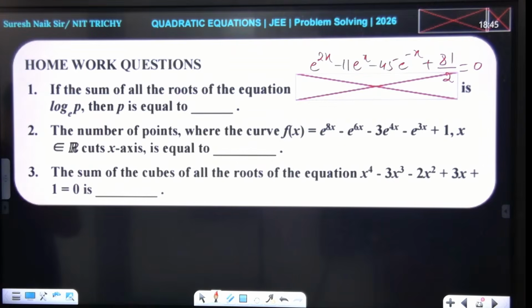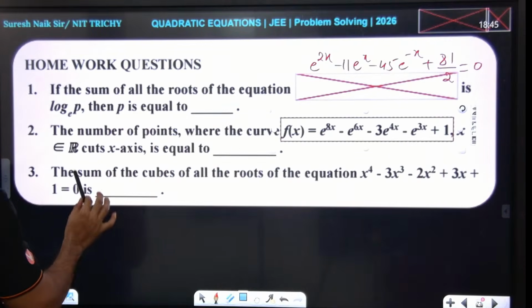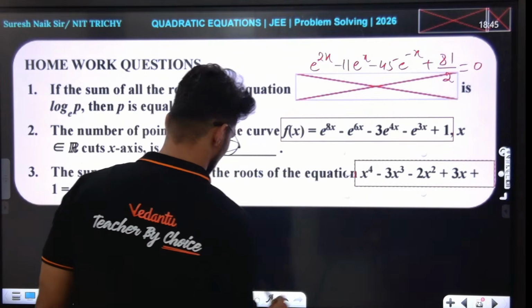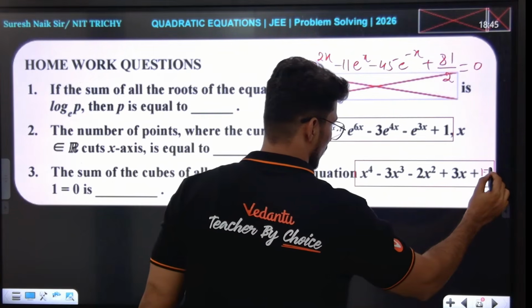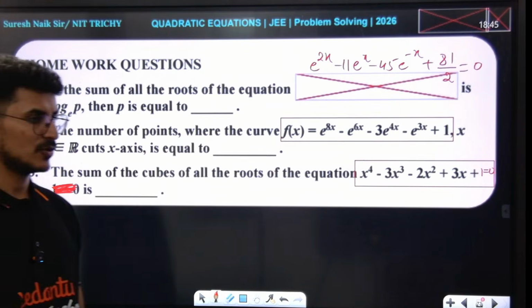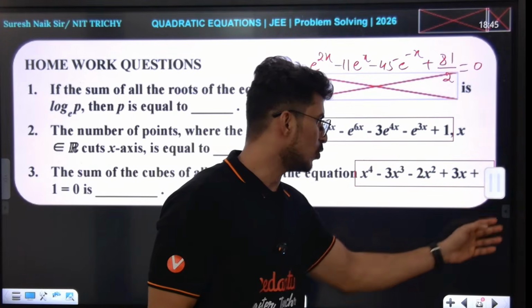Then the p value. So the second question also you need to check, where x belongs to R. This is the equation here. X belongs to real numbers. Sum of all the cubes of the roots of this equation. Plus 1 here. Plus 1 is equal to 0. So erase this. Plus 1 is equal to 0. Understood? Yes or no, guys? So please take this out as homework.